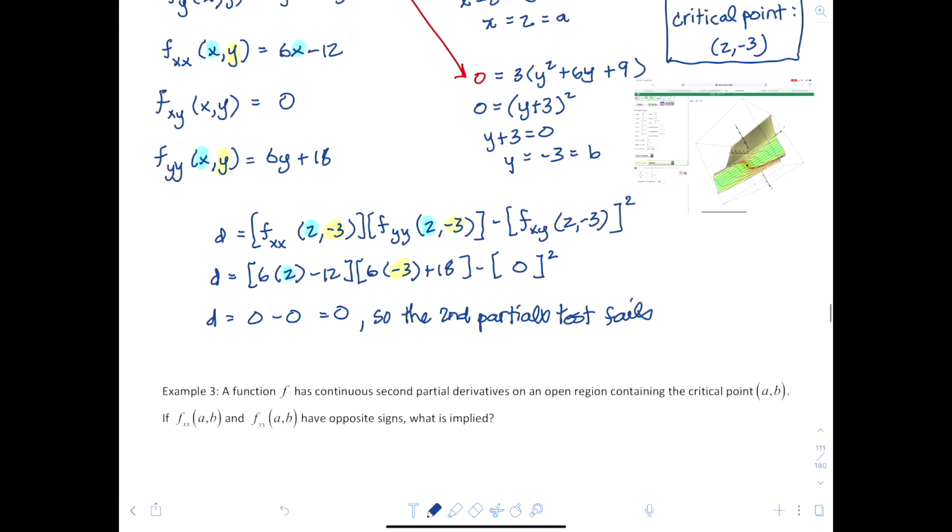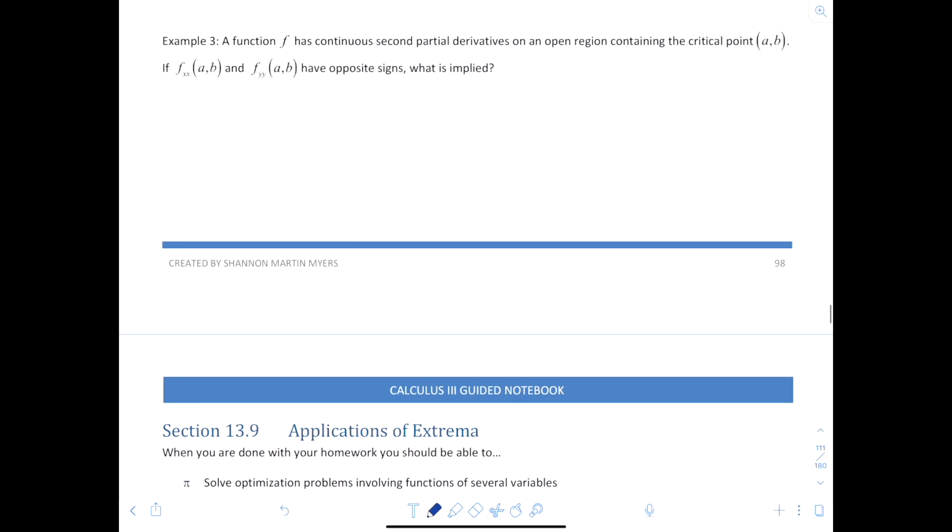So okay, so next, our last example, function f has continuous second partial derivatives on an open region containing the critical point AB. If fxx at AB and fyy at AB have opposite signs, what is implied? What do you think? Well, let's take a look.